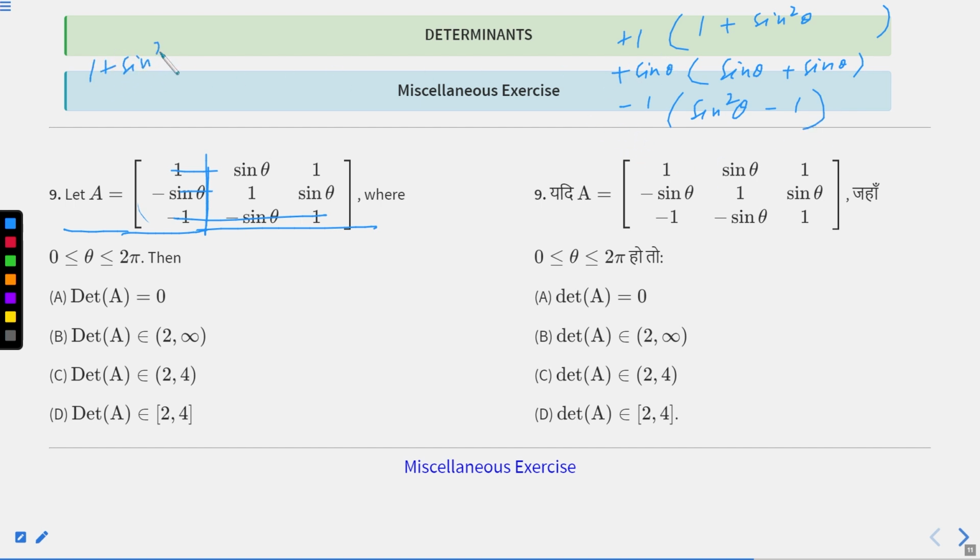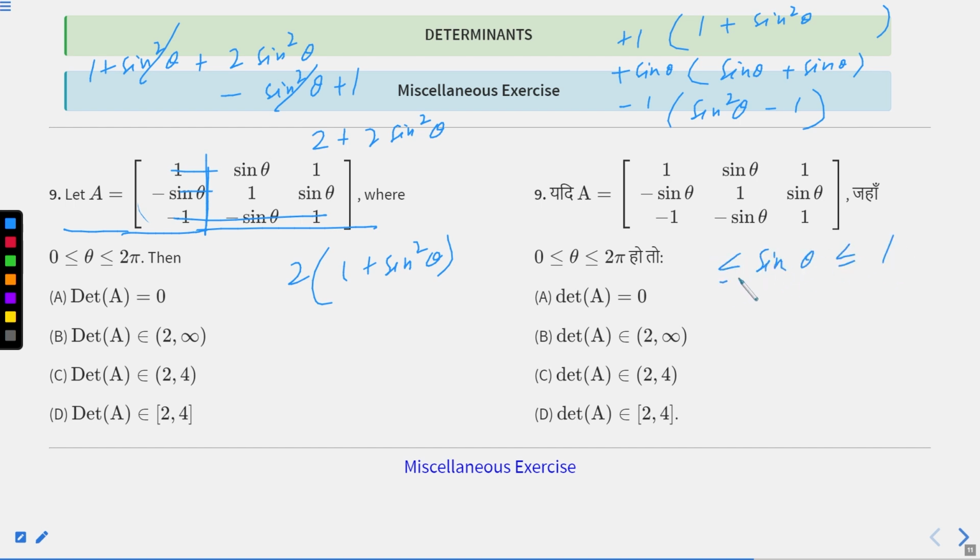So 1 plus sine square theta plus 2 sine square theta minus sine square theta plus 1. As you can see, these are going to cancel with this, and you will have 2 plus 2 sine square theta. This means 2 times (1 plus sine square theta). And you all know that sine theta will always be less than or equal to 1 and greater than or equal to -1. And if you square it, you all know that if you have 0 to 1, your square will also be 0 to 1.